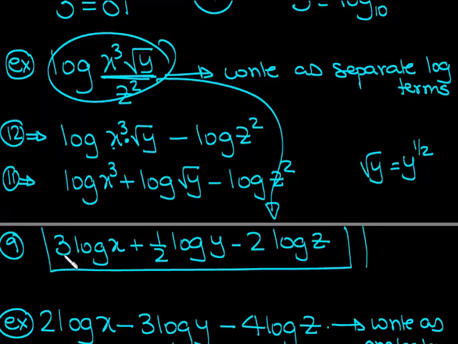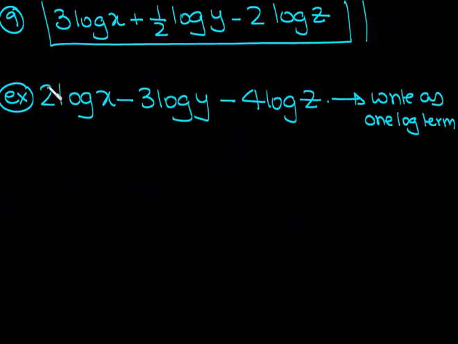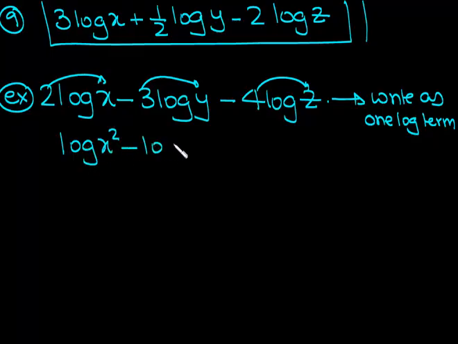What's the last thing we did? The last thing we did was bring these exponents in the front, right? So the first thing we're going to do now is put those exponents back up. So this exponent can go back, this exponent can go back, and so can this. So I get log of x squared minus log of y cubed minus log of z to the 4.